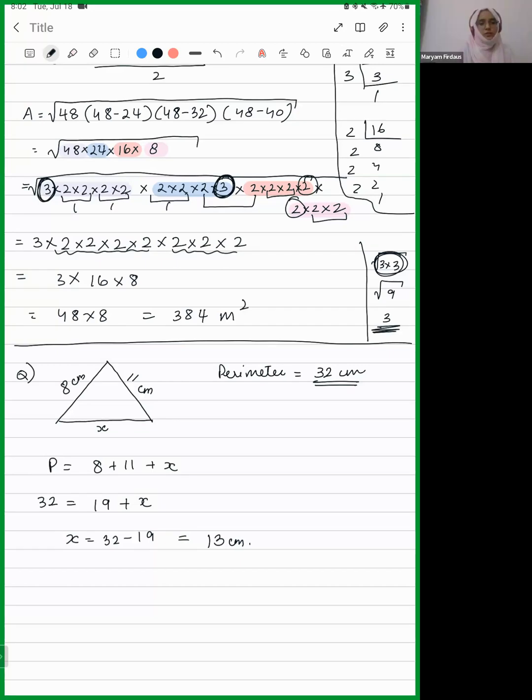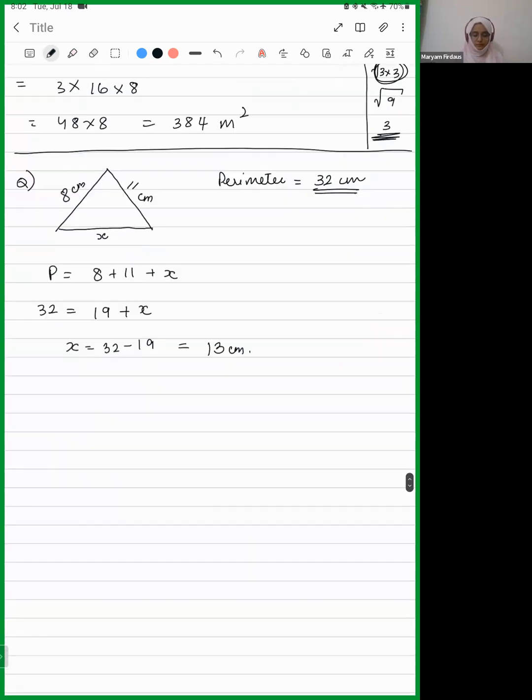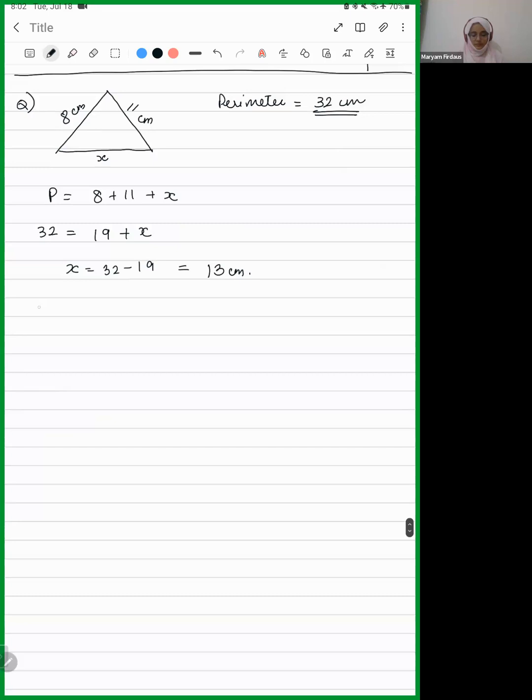Yes, so where have we reached? Where have you all reached? So the semi-perimeter is 32 by 2. What will the area be? Area formula is?